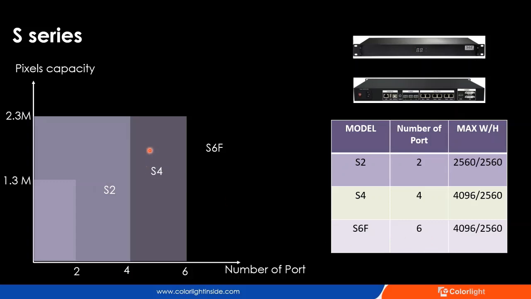Let's take a look at this graphic. They are respectively rated at 1.3 million pixels and 2.3 million pixels. About the X6F, it has the same capacity as X4. In some fine pitch projects, it has the advantage of wiring with 6 outputs, so we don't need to add another sender when the resolution is within 2K.